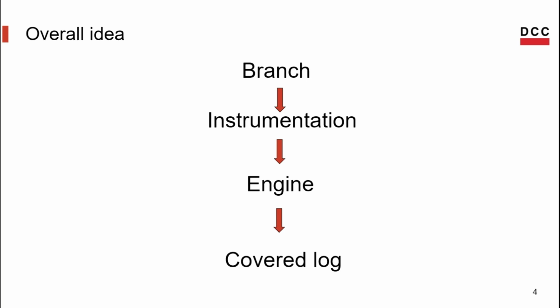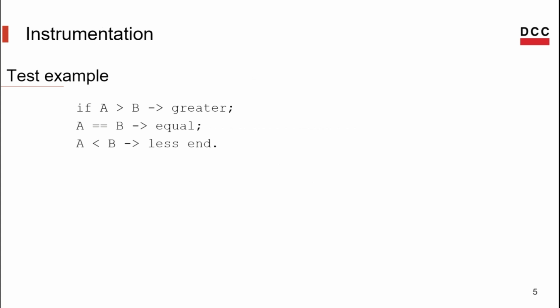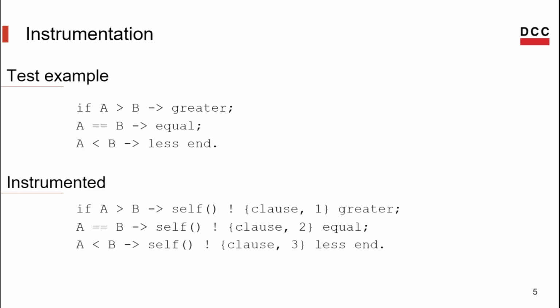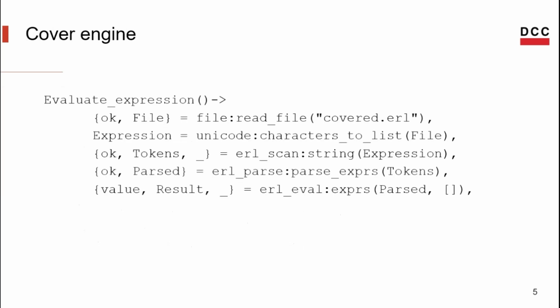There is this simple if, and we take it, and for each branch we add this message passing, where the message is going to be sent to itself with the number of the clause that is being executed and the clause itself. When this instrumented code is executed, it will invoke the receive block that is going to take this data and say that it was executed, and also store in this num variable the number of the clause that has just been executed.